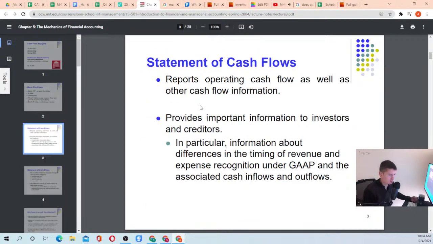Statement of cash flow is one of the financial statements. It is as important as the balance sheet and income statement, and its role is to show your cash movements, so where your cash came from and where your cash went. It provides important information to investors and creditors. Information about differences in the timing of revenue and expense recognition under GAAP and the associated cash inflows and outflows.